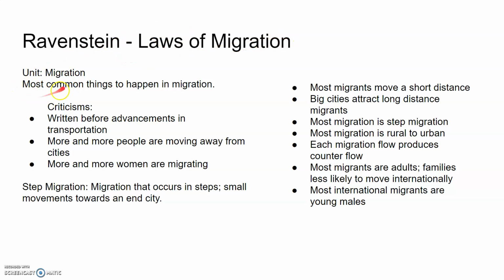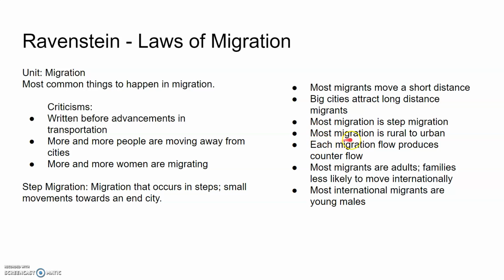So this talks about what is most likely to happen when people migrate. The most common thing is that people move short distances. So you're more likely to move, let's say, from Lawrenceville to Norcross rather than Lawrenceville to Athens. And big cities attract long-distance migrants. So you're more likely to move, let's say, to London rather than the countryside of France.